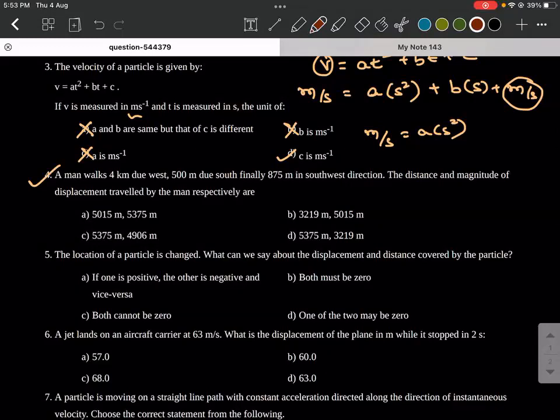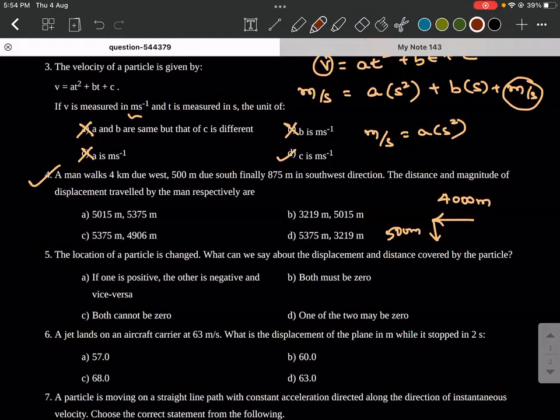A man walks 4 kilometers due west. Due west, he walks 4 kilometers. And 500 meter. So 4 kilometers, how many meters? 4,000 meter. And from there, he walks due south, and how much distance is he covering? 500 meter. And finally, 875 in the southwest direction.